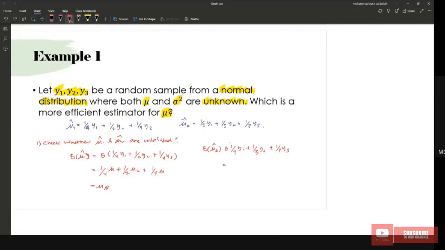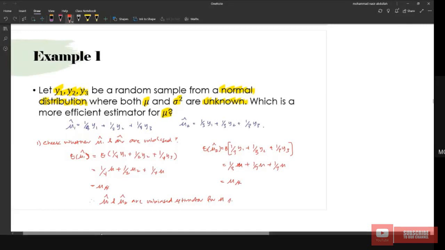The expected value is 1 over 3 mu plus 1 over 3 mu plus 1 over 3 mu. So this one is also equal to mu, right? So we can say that mu1 hat and mu2 hat are unbiased estimators for mu. So this is the first check.